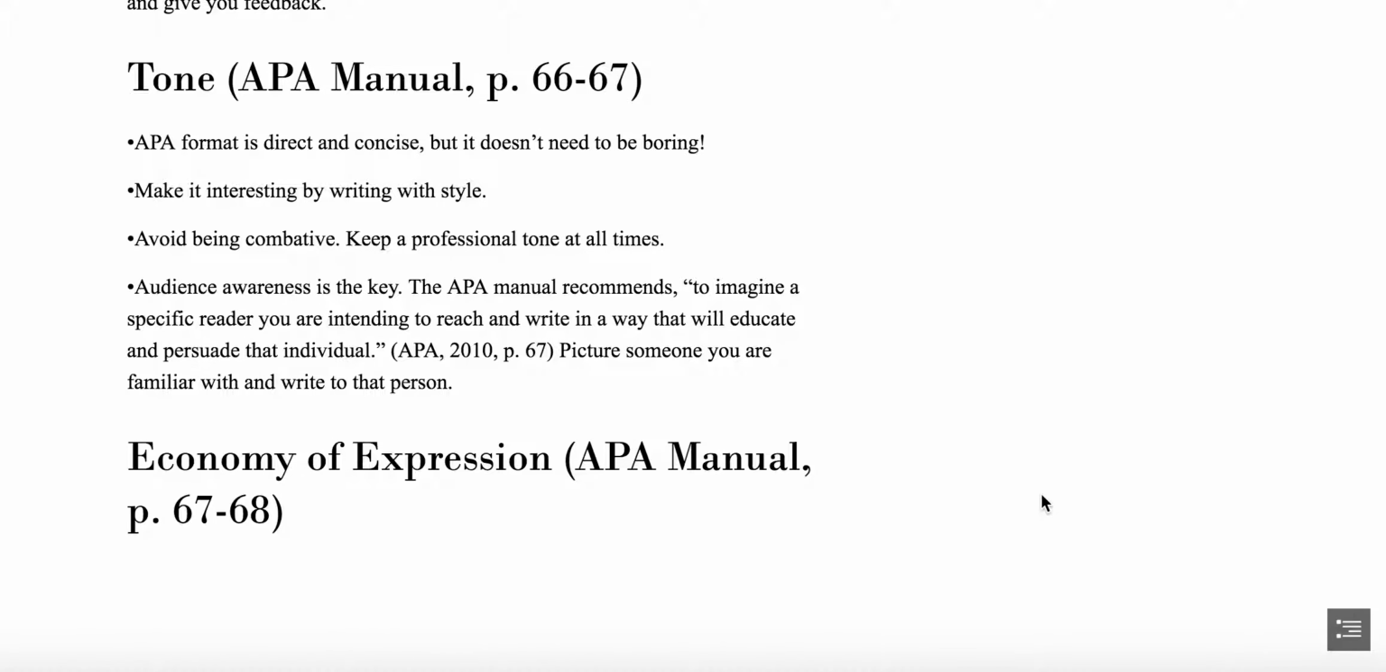Now, let's talk about tone. APA format is direct and concise, but it doesn't need to be boring. I had a student last semester that was having a difficult time choosing his topic for his essay because he had a topic in mind, but he didn't know if it fit the academic writing genre. And so he said, I guess I'll just write about this topic. And he wasn't excited about it and he was struggling. And so I asked him, well, what topic did you want to write about originally?